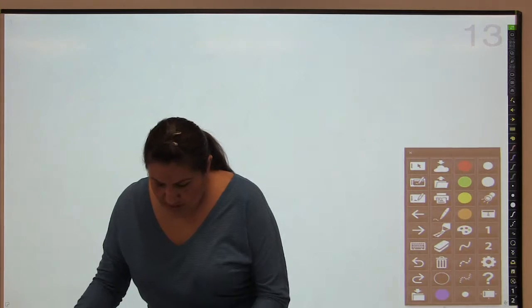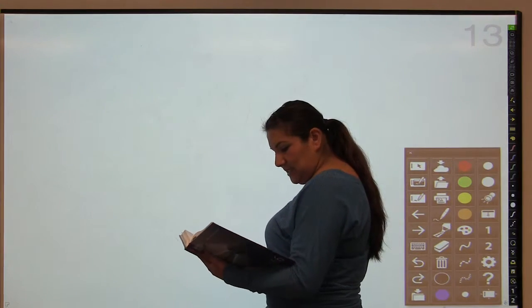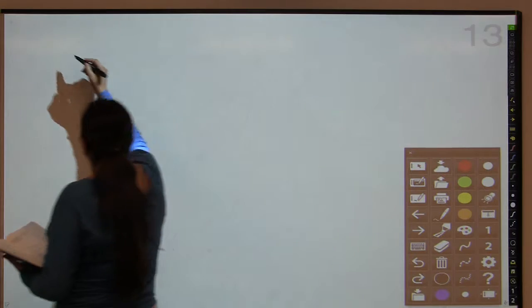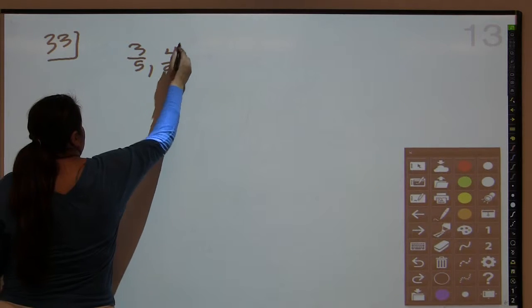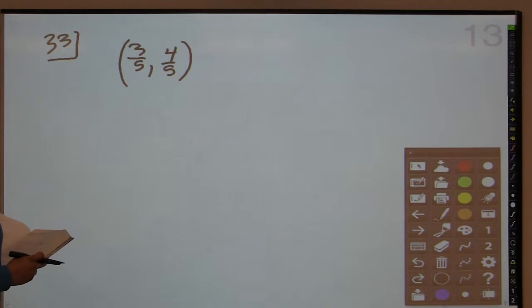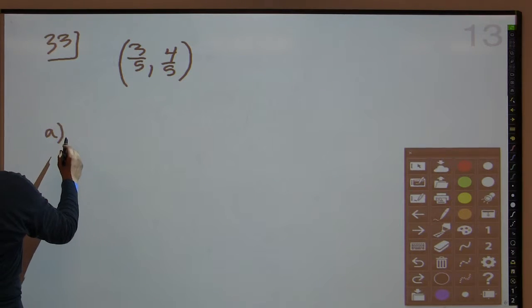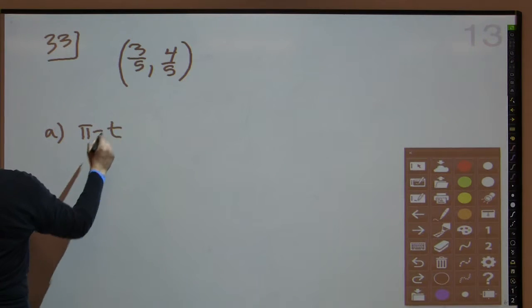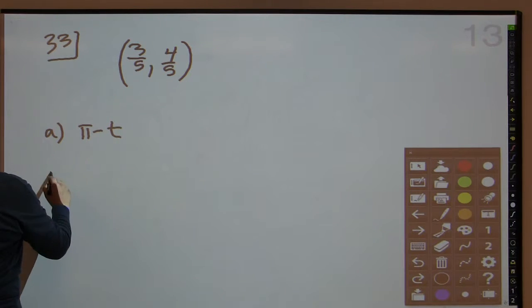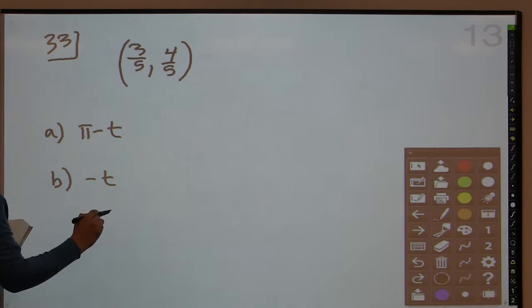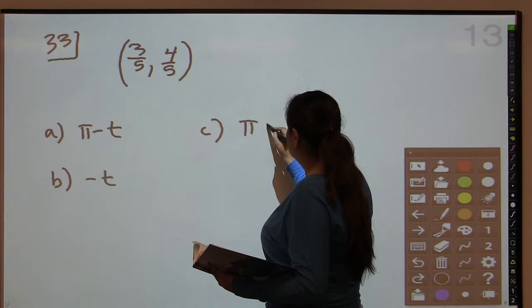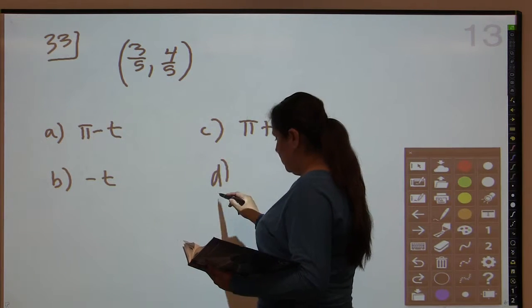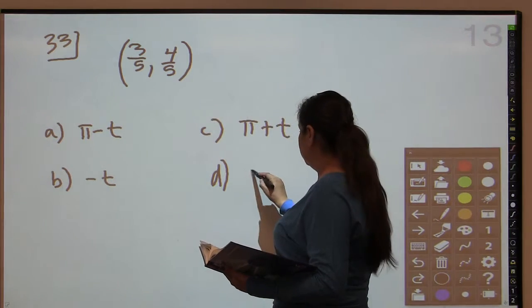It says, suppose that the terminal point determined by t is the point 3/5, 4/5. So we know that we have 3/5, 4/5. And it's asking us to find the terminal point determined by each of the following. So here's A, and they can get kind of weird. This is pi minus t. Then B is negative t. And C is pi plus t. And then D is 2 pi plus t.